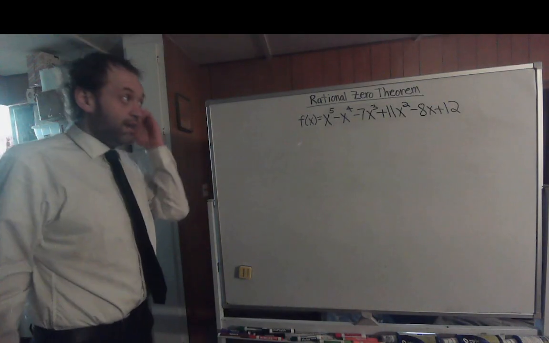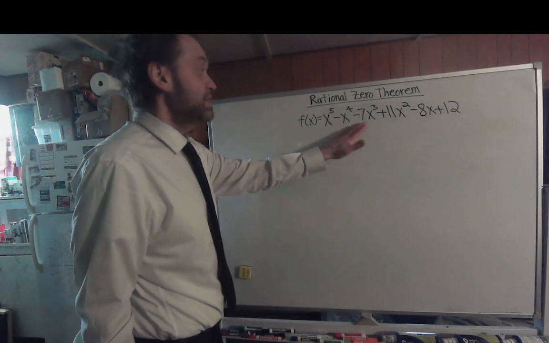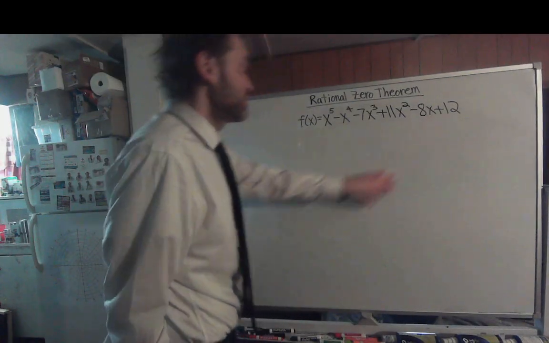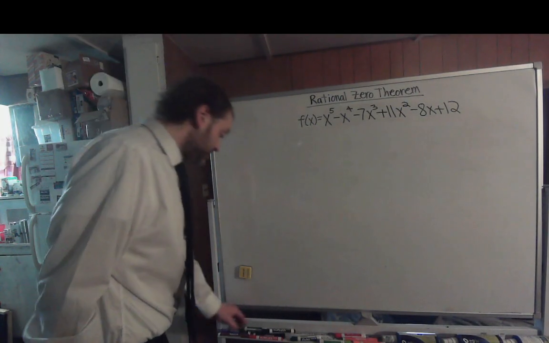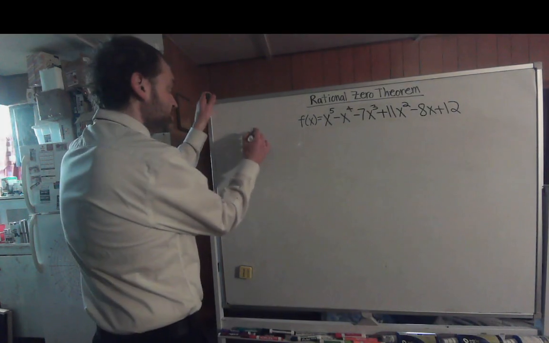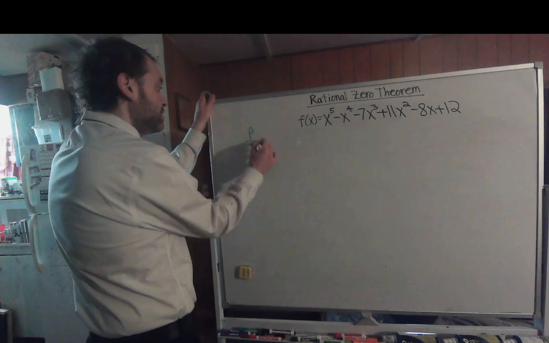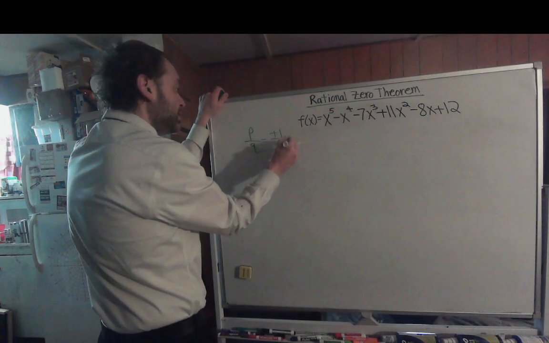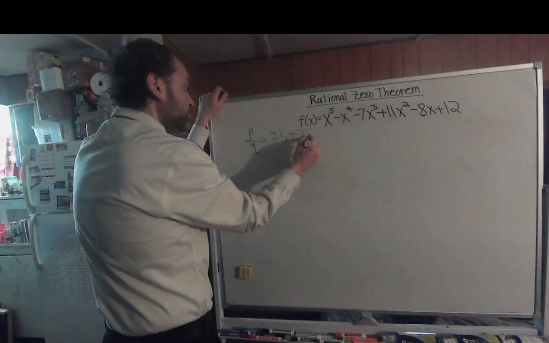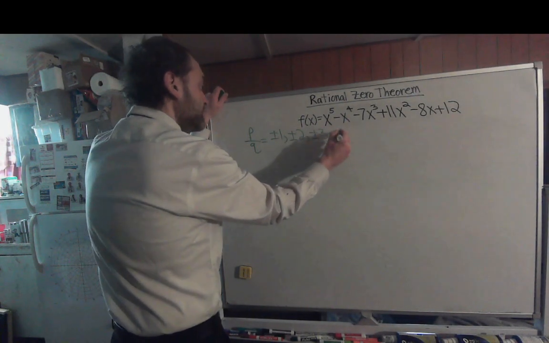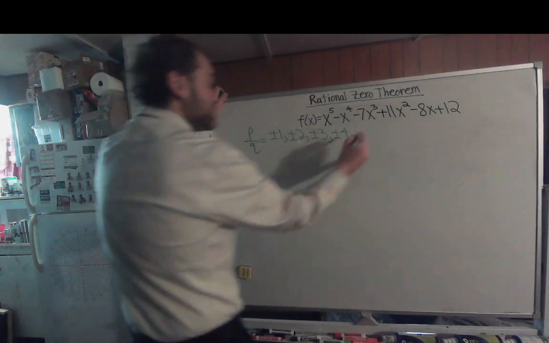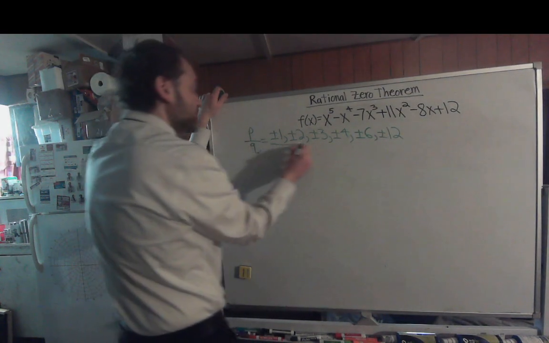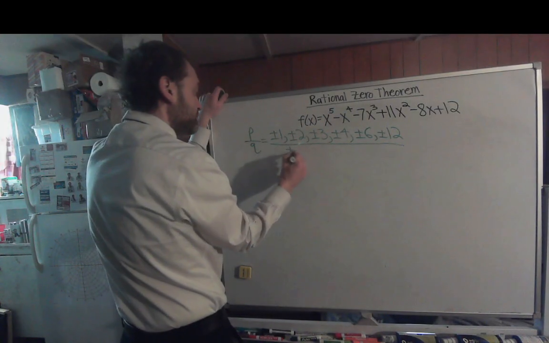So we have here f of x equals x to the 5th minus x to the 4th minus 7x to the 3rd plus 11x squared minus 8x plus 12. Well, let's figure out our rational zeros first. So take your p over q. Well, rational, let's see, factors of 12 are plus and minus 1, plus and minus 2, plus and minus 3, plus and minus 4, then plus and minus 6, and then plus and minus 12, over the factors of your leading coefficient, which would just be plus and minus 1.